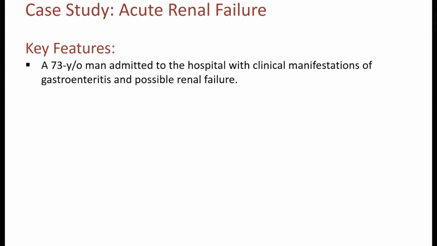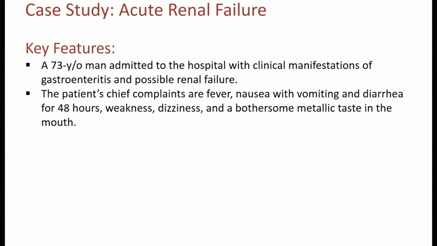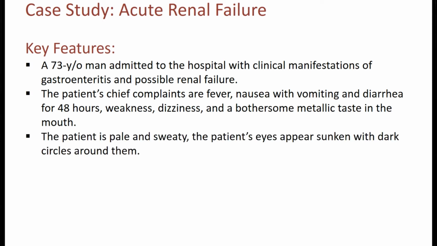Now, our case study for acute renal failure is about a 73-year-old man admitted to the hospital with clinical manifestations of gastroenteritis and possible renal failure. The patient's chief complaints are fever, nausea, with vomiting and diarrhea for 48 hours, weakness, dizziness, and bothersome metallic taste in the mouth. The patient is pale, sweaty. The patient's eyes appear sunken with dark circles around them. Obviously, the patient is dehydrated.